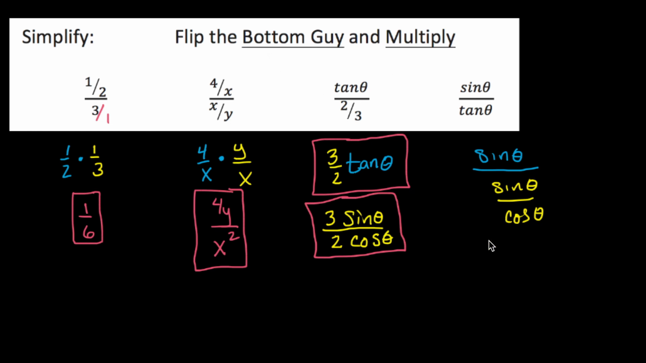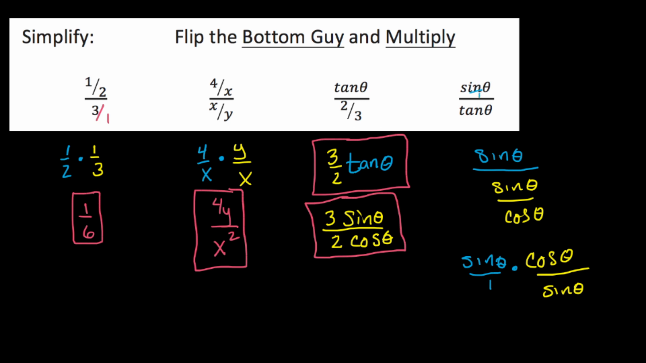We flip the bottom guy. So what do we do with the blue guy? Nothing. What do you do with sine over cos? Well, we flip the bottom. We flip the yellow one. You may want to remember that this blue sine is really sine over 1. It's not written, but there's really a sine over 1 right in there.